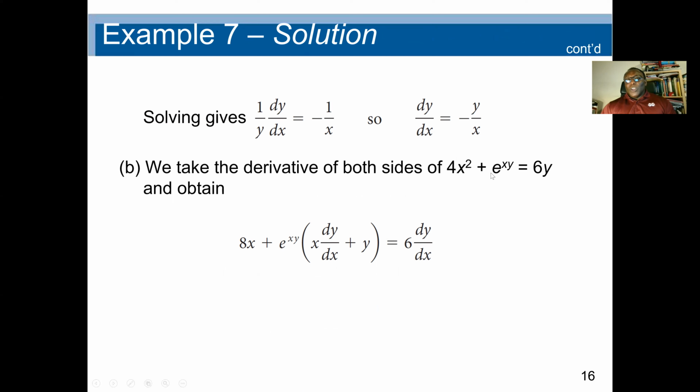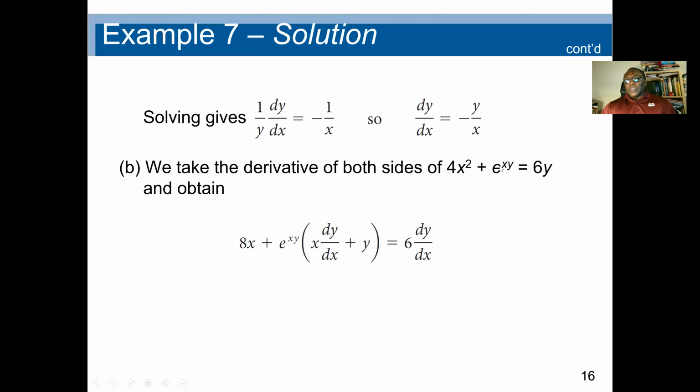Now the second equation example is also the same thing. We have to take the derivative of both sides individually. So we can see the derivative of 4x squared will give me 8x. Then the derivative of y raised to the power xy will give me y raised to the power xy times the derivative of xy, which, again, here we use the product rule.